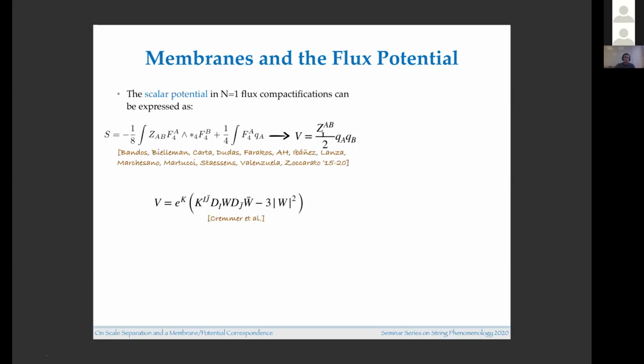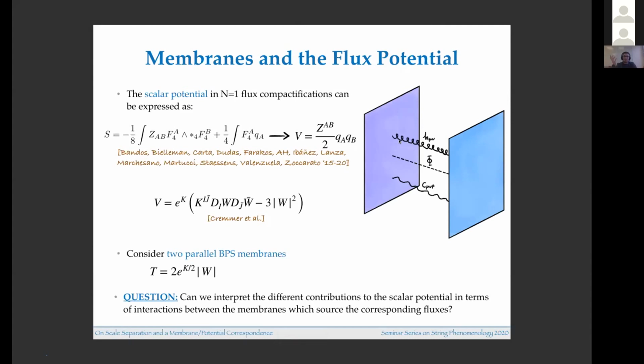Now, in these setups, like for example, as I was saying, type IIA orientifold compactifications, these are N=1 flux compactifications, and we also have the usual Cremmer et al. formula for the potential in terms of the superpotential and the Kähler potential. This is well known, probably everyone knows how this works. But the key thing here is that we have these two ways of expressing the potential, and both of them are quadratic in some object. In particular, this is quadratic in these charges, and this is quadratic in the superpotential or quadratic in the covariant derivatives, if you want. So it somehow resembles the structure of an interaction between two objects.